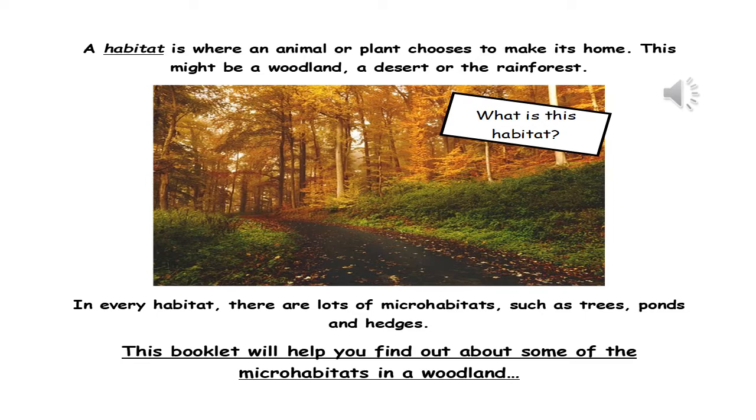A habitat is where an animal or plant chooses to make its home. This might be a woodland, a desert, or the rainforest. In every habitat, there are lots of microhabitats such as trees, ponds, and hedges. Now, this booklet will help you find out about some of the microhabitats in a woodland. That means we are going to learn what you find in the woodland.